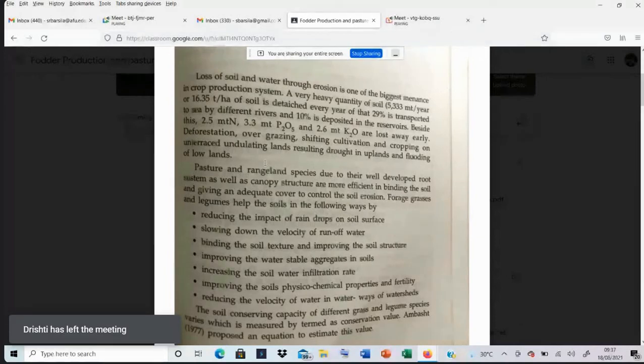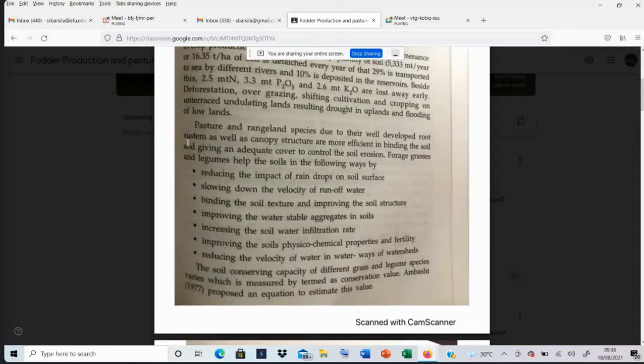Then for improving the water stable aggregates in soils, okay, you can grow some nodule forming legumes, forage crops. Then for increasing the soil water infiltration rate, you can grow some very deep rooting crops, okay, some perennial legumes. Then for improving the soil physical and chemical properties and fertility, you can grow very high biomass producing crops, which after withering can be well decomposed and add benefit to the soil fertility.